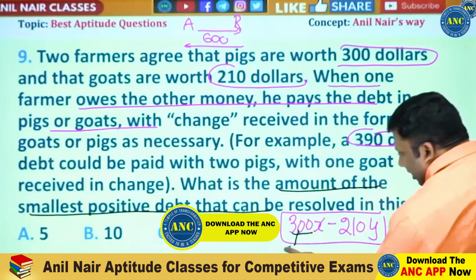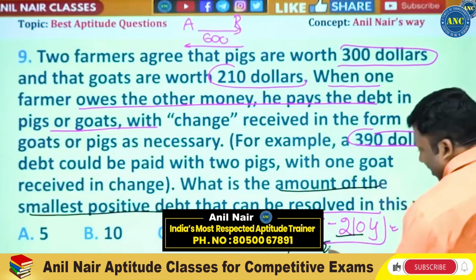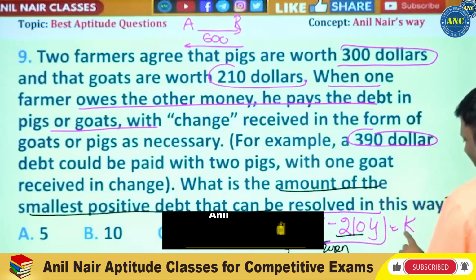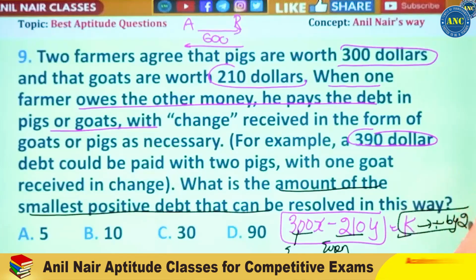One by one we will go. 300 is an even number, 210 is an even number. Even minus even is even. So the answer should be divisible by 2. Are you all with me? The answer should be divisible by 2.